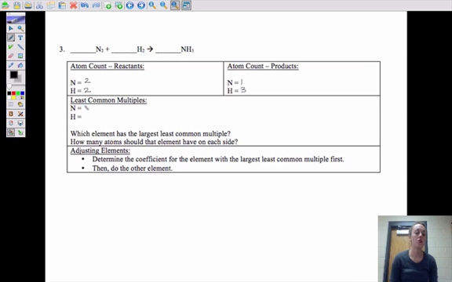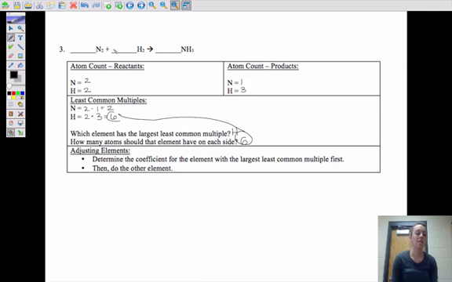Then step 2 is to do least common multiples. I have 2 atoms of nitrogen on the left times 1 atom of nitrogen on the right, and that equals 2. Hydrogen is 2 on the left. We're going to multiply by the 3 it has on the right, and that equals 6. Which element has the largest least common multiple? If you said hydrogen, you're correct. Our goal is to get 6 hydrogen atoms on each side, because that's the answer we got from the least common multiple.